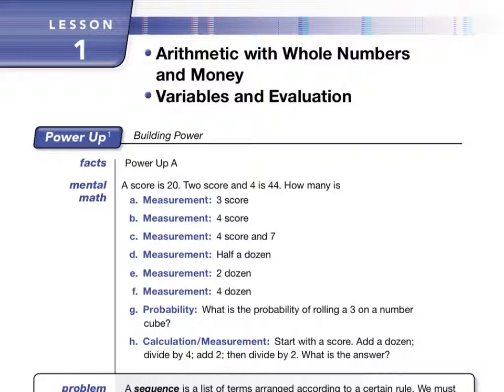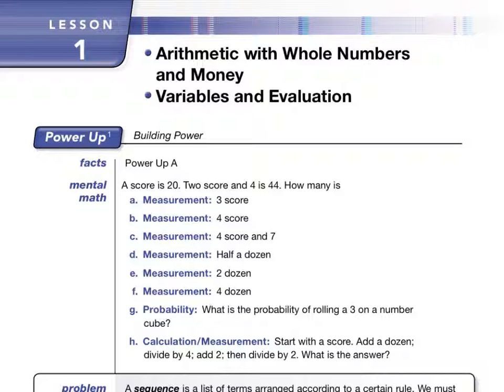Today is your first lesson out of the book, and your job is to get out your notebook and write down the title here, lesson 1 and the title. So write this down into your notes and then follow along on this video, and I'm going to tell you what you need to write down and take notes. Okay? So let's get started.